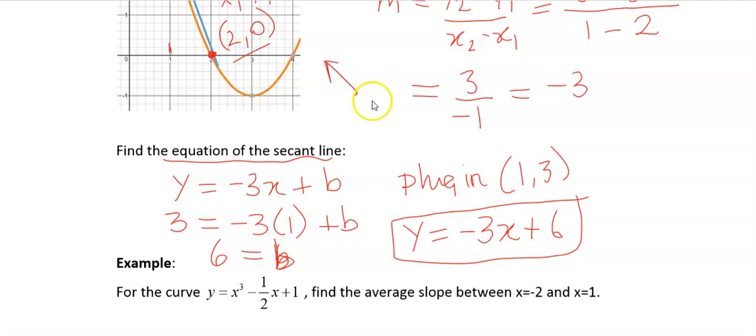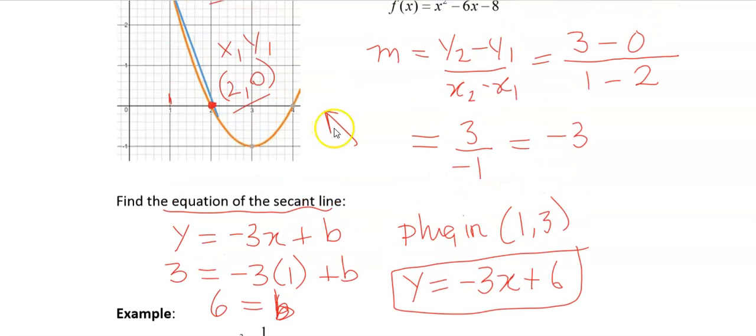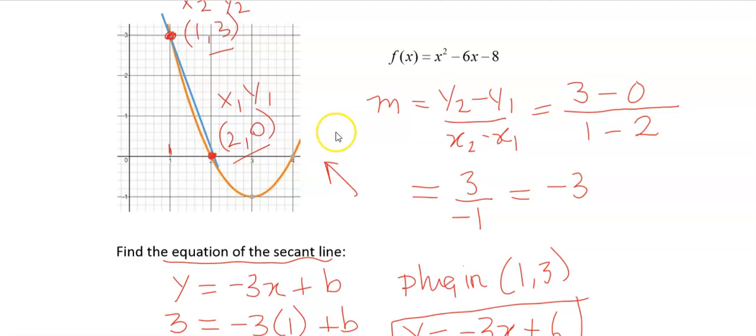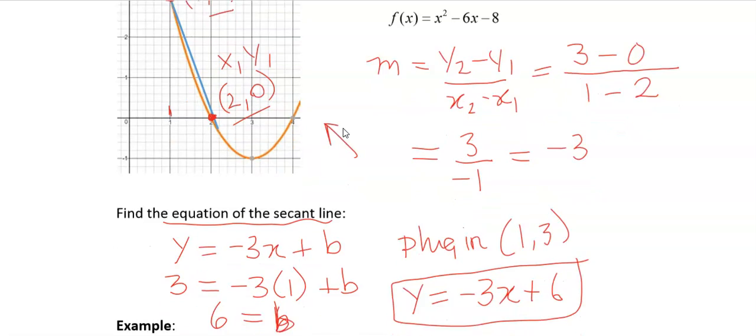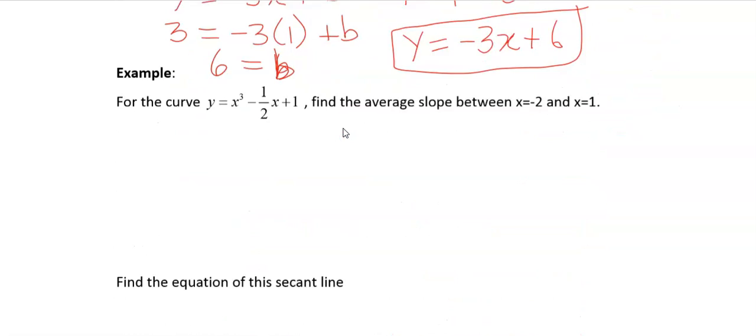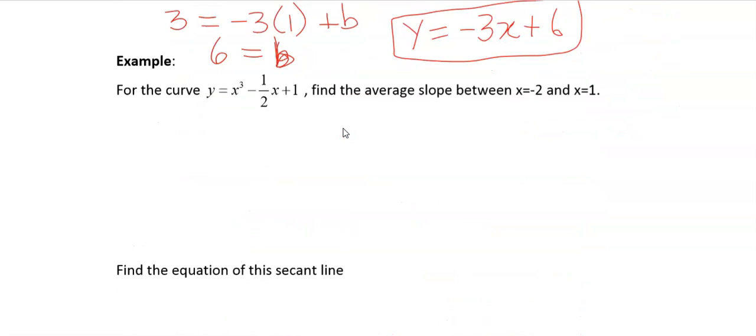Like I say, this is nothing new. You've been doing things like this previously anyway. The only difference is you probably haven't been finding equations by referring to them as secant lines. But remember, a secant line is just a line that intersects a curve in two places. All right. This example right here, I'll leave this one for you to try. Again, this is on page 19.